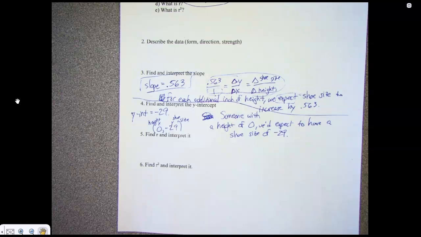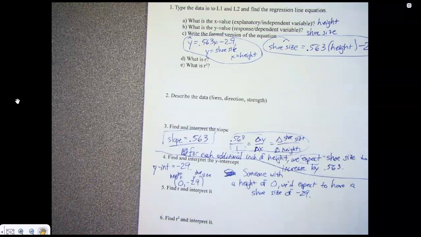Questions on anything I've done yet? All right? So really, if you mess up slope, you can mess up both. If you mess up that equation, you're basically done.